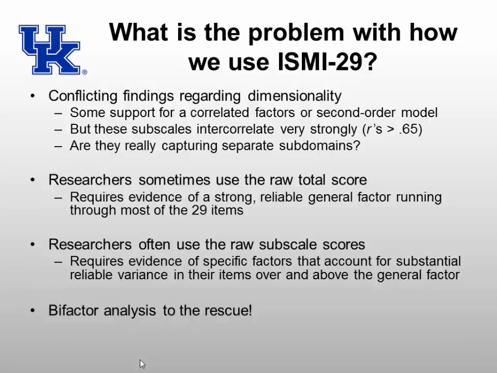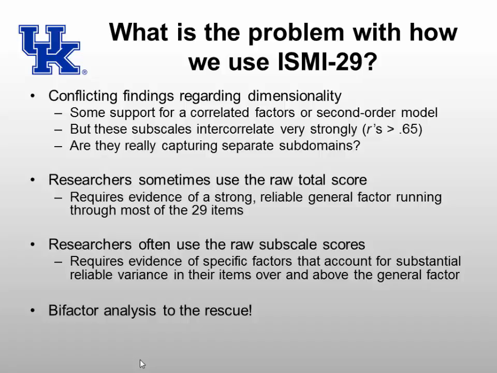What's the problem with the ISMI? Why did we go to the trouble to publish a paper on it? It's because of this. First, there were conflicting findings regarding its dimensionality. We couldn't seem to agree, just like with the Rosenberg self-esteem scale. Some people provided support for correlated factors or a second order model. Some people said, just take a total score.